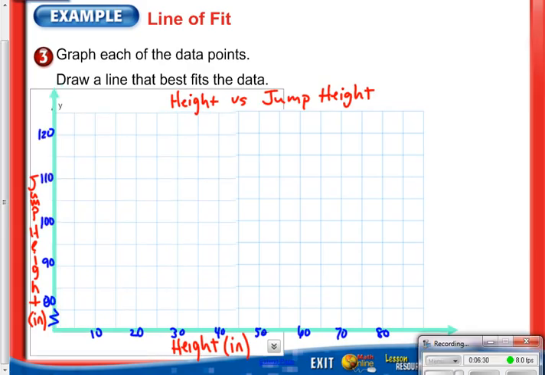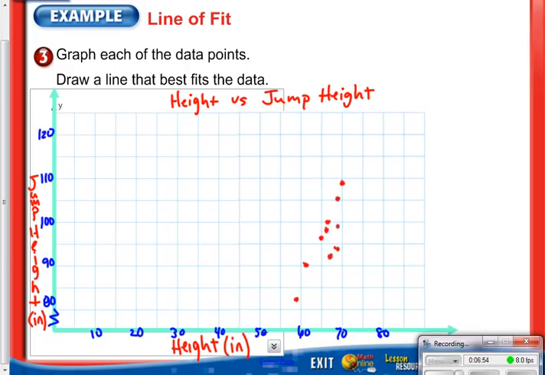Next, I'll just go ahead and plot my points. My first height there is 69 with a jump height of 94. So I'm going to hit just below 70 and go up to about 94 on my graph and put a plot. So it's about right in there. I want you to go ahead and fill in the rest of our plots.